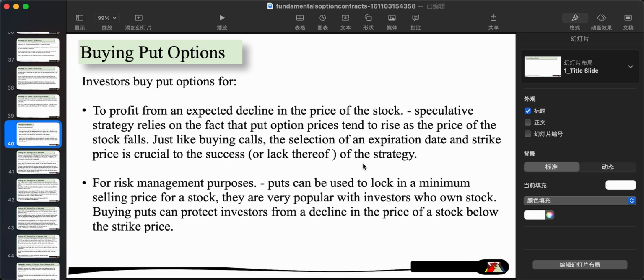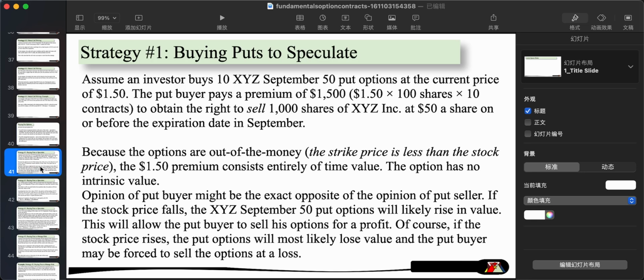The selection of an expiration date and strike price is crucial to the success or lack thereof of the strategy. B. For risk management purposes, puts can be used to lock in a minimum selling price for stock. So they are very popular with investors who own stock. So you can buy puts to protect yourself from a decline in the price of a stock below the strike price. So either you speculate on the downside of a stock, or you can hedge yourself against the downside risk. So there are different purposes for buying put options.